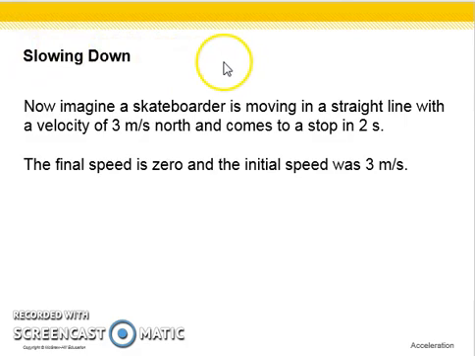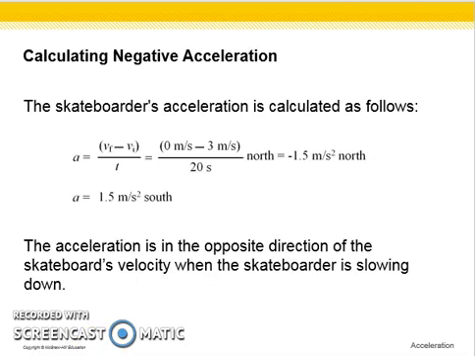Write down slowing down and then the rest of the slide. Now imagine a skateboarder is moving in a straight line with a velocity of 3 meters per second north and comes to a stop in 2 seconds. The final speed is 0 and the initial speed was 3 meters per second. Continue writing, calculating negative acceleration. The skateboarder's acceleration is calculated as follows. The acceleration is in the opposite direction of the skateboarder's velocity when the skateboarder is slowing down.